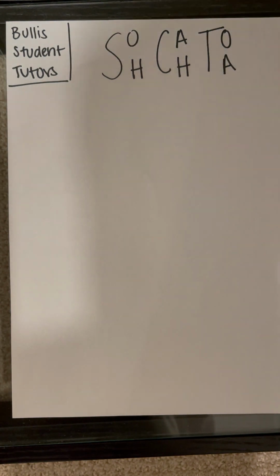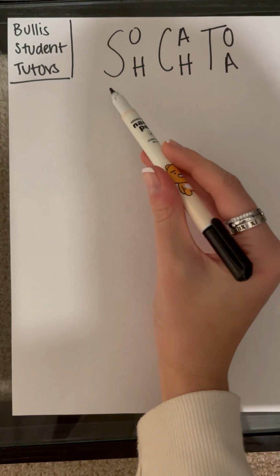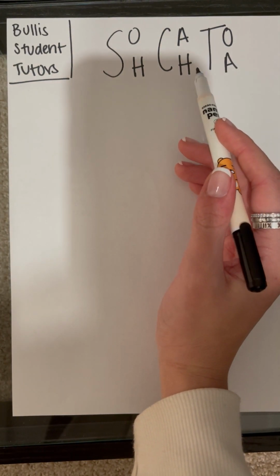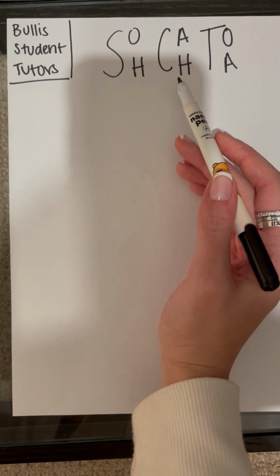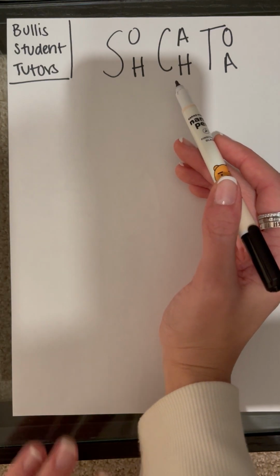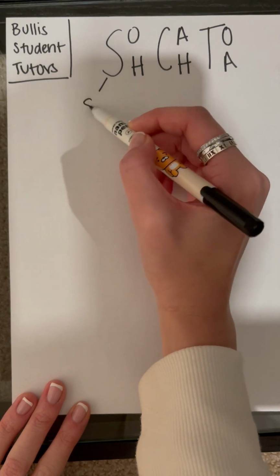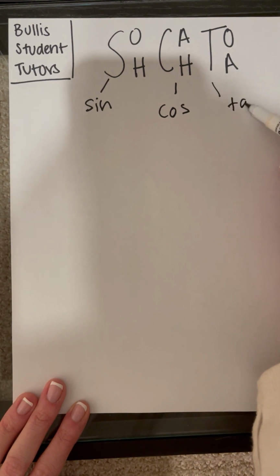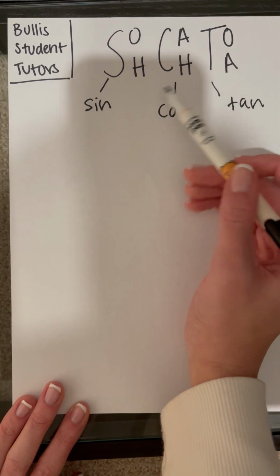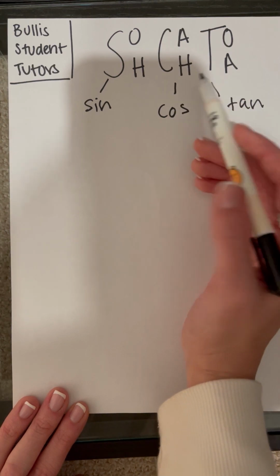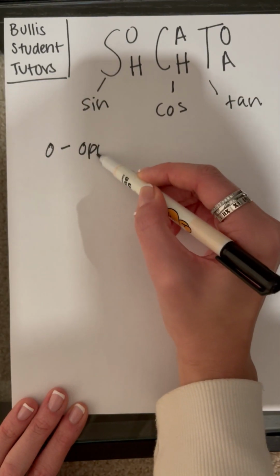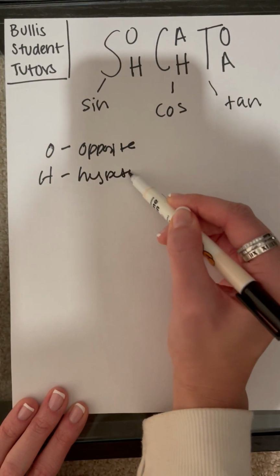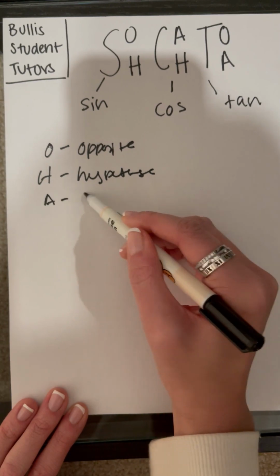So what is SOH CAH TOA? It stands for sine, cosine, and tangent, and it is used for remembering the three trigonometry ratios for a triangle. So this is sine, this is cosine, and this is tangent. The O, the H, and the A. O stands for opposite, H stands for hypotenuse, and A stands for adjacent.